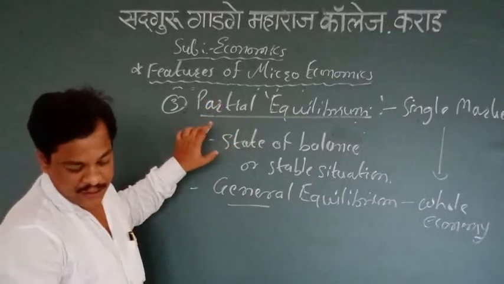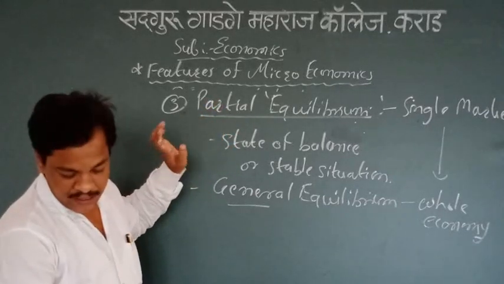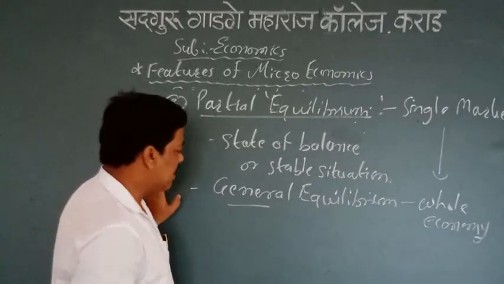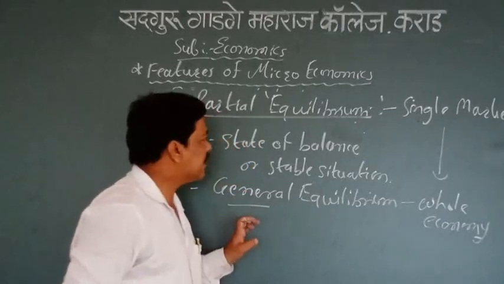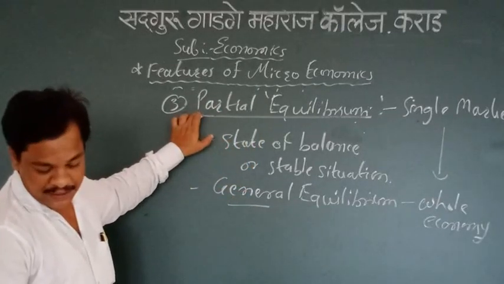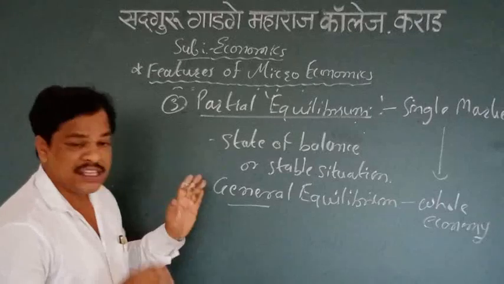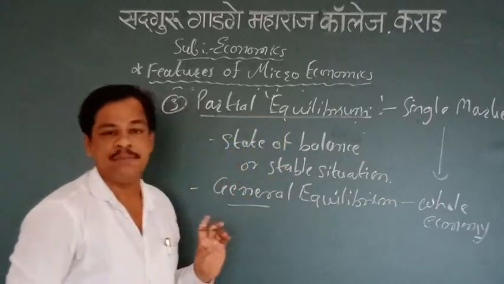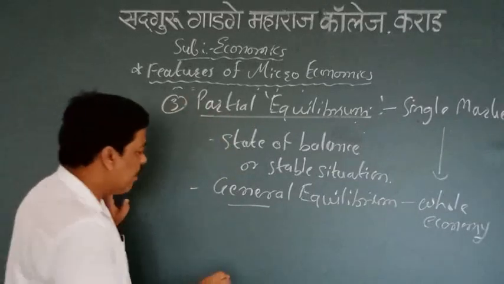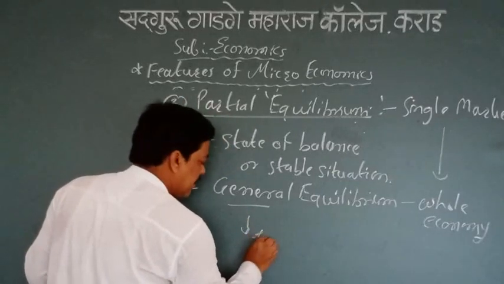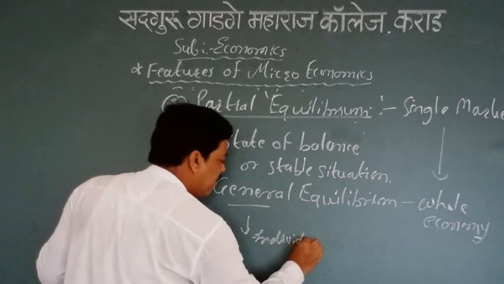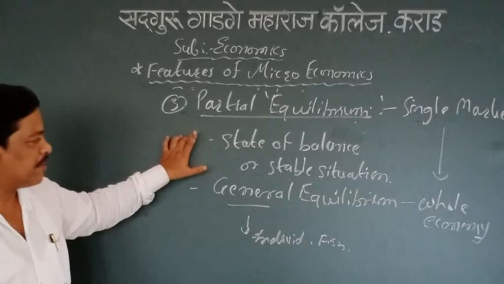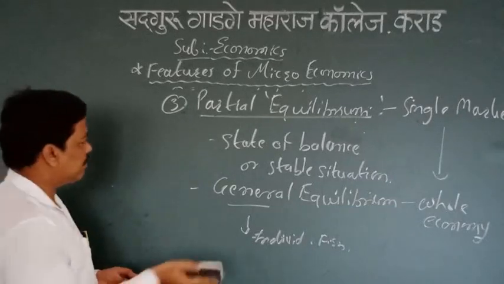In partial equilibrium, we are going to discuss the individual consumer, individual firm, individual company. These things are discussed in the partial equilibrium state. It isolates other things and studies that thing in detail. In partial equilibrium, we discuss individual units, each firm and company. This is point number 3.